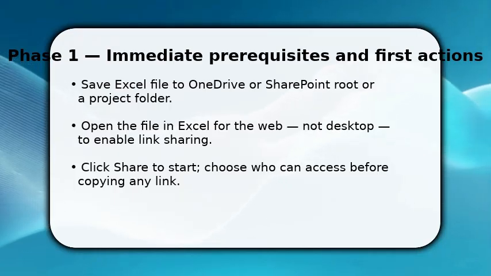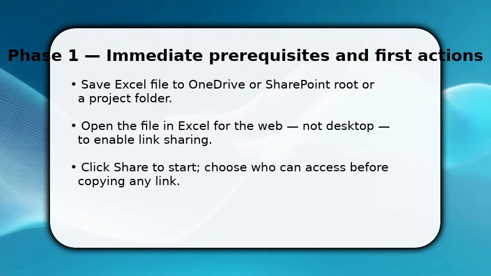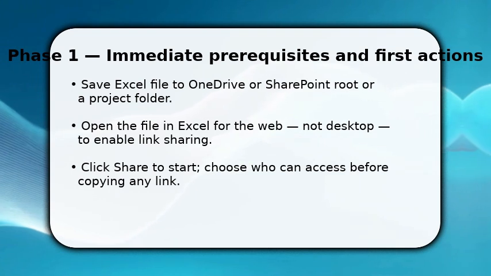You start by uploading the workbook to OneDrive or SharePoint. Do that now. Once done, open the file in Excel for the web. This is essential because only the online app exposes the share link flow.